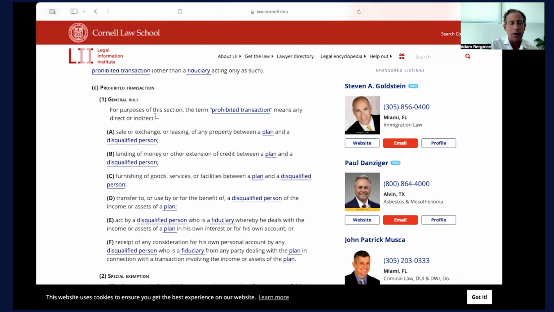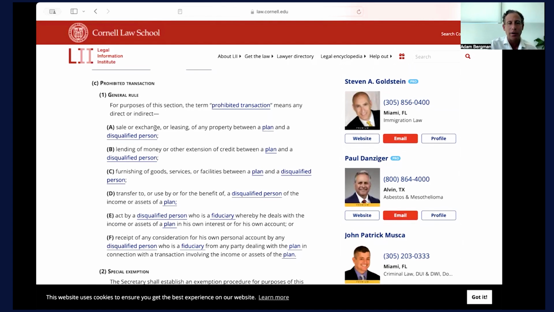And then there's 4975C, which is the broadest category. Essentially, in order to trigger a prohibited transaction under 4975C, you need to have 2 parties. You need to have a retirement account, like an IRA or 401k, and you need to have a disqualified person.